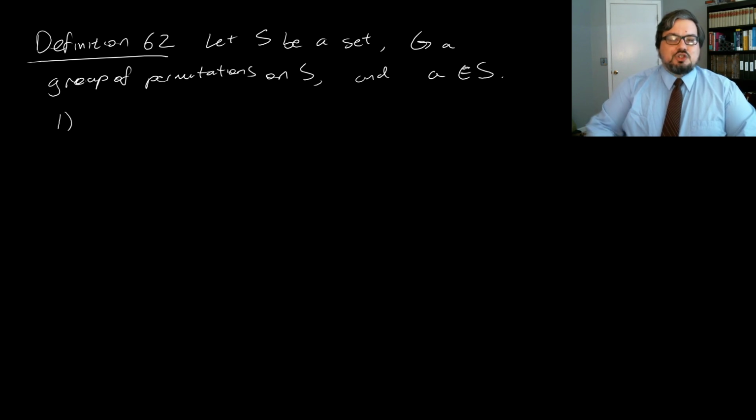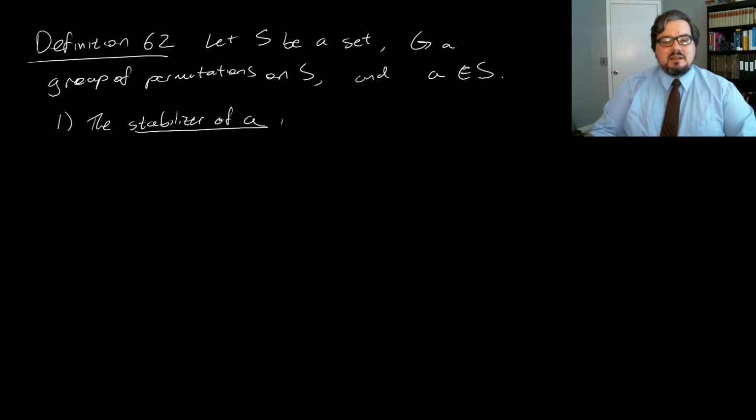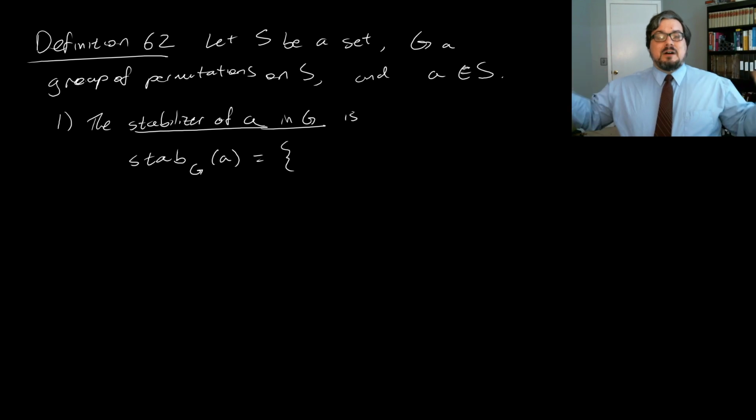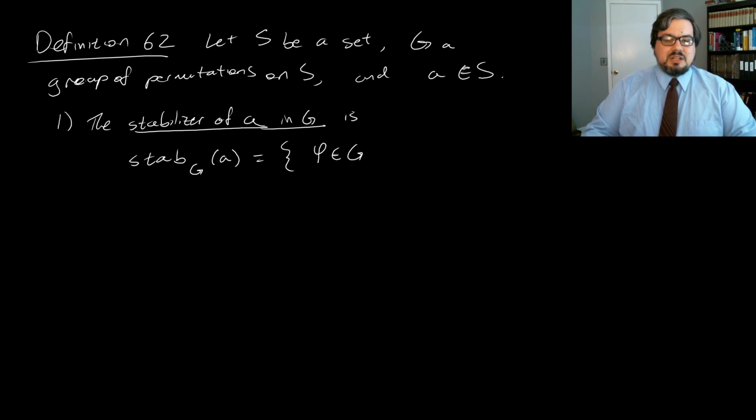Now, given this, we've got two definitions. The stabilizer of A in G is denoted stab, as the stabilizer of A in G. And intuitively, G is a set of permutations. It's a set of functions from S to S, a set of bijections. Some of those functions will take A and send it somewhere else. Some of them will take A and leave it where it is. The stabilizer is the set of all the functions that leave A where it is, where A is stable under this. So the stabilizer of A is the set of all elements of G, all permutations inside G, where phi of A is equal to A. And notice that this is a subset of G.